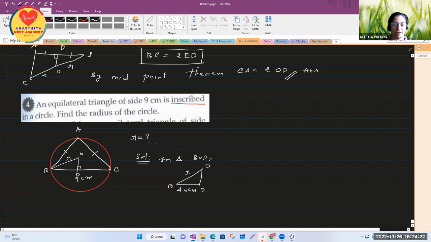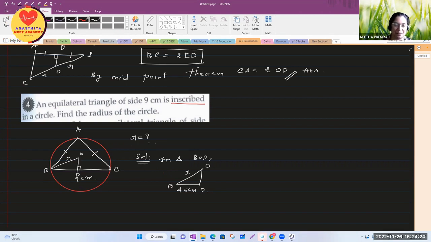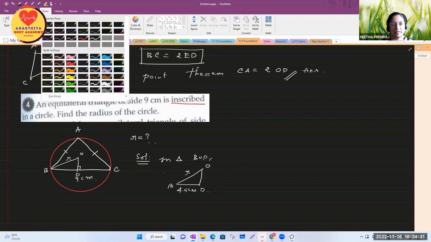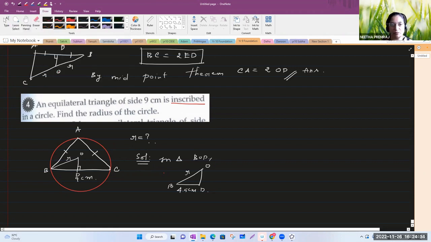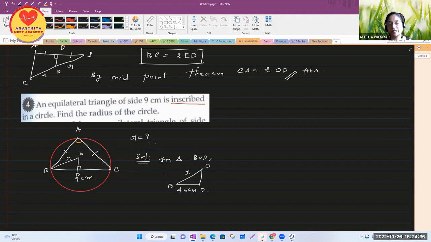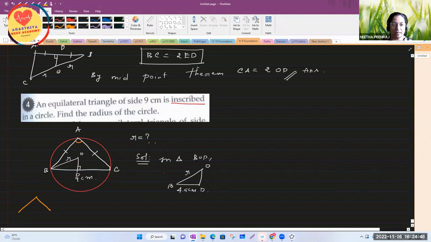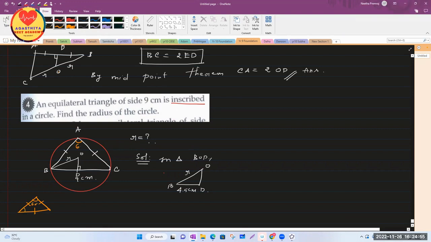But we need one more. Otherwise, we can't find it out. What is the idea? Is there any idea? Equilateral triangle, what about this angle? In any equilateral triangle, what about the angles? 60 degrees, isn't it? All angles are 60.